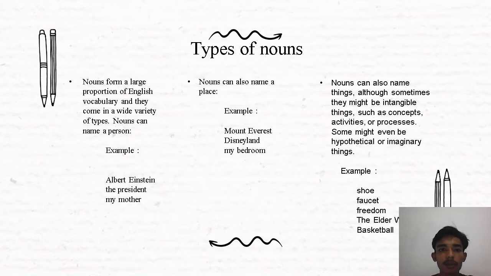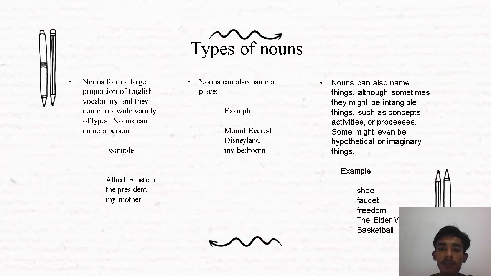Types of noun. Nouns form a large proportion of English vocabulary, and they come in a wide variety of types. Noun can name a person. Example: Albert Einstein, the president, my mother. Noun can also name a place. Example: Mount Everest, Disneyland, my bedroom.